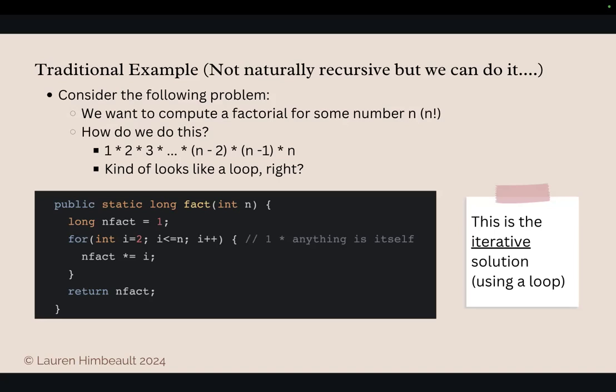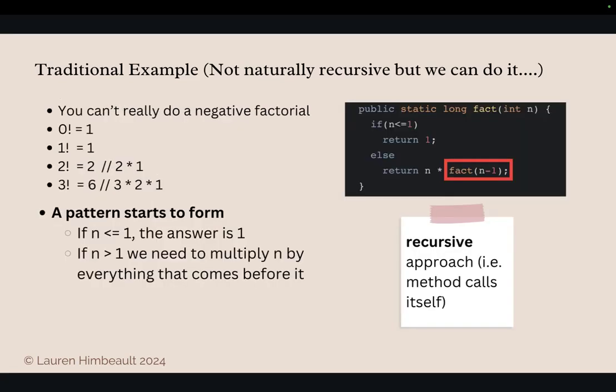This is an iterative solution because we iterate through the numbers using a for loop, right? So this is called an iterative solution. Now, if we wanted to do this recursively, we can figure out what the pattern is that we saw happen and write it recursively. So we know that 0 factorial, as I just said, is 1, and 1 factorial is 1, and 2 factorial is 2, and 3 factorial is 6, and so on and so forth.